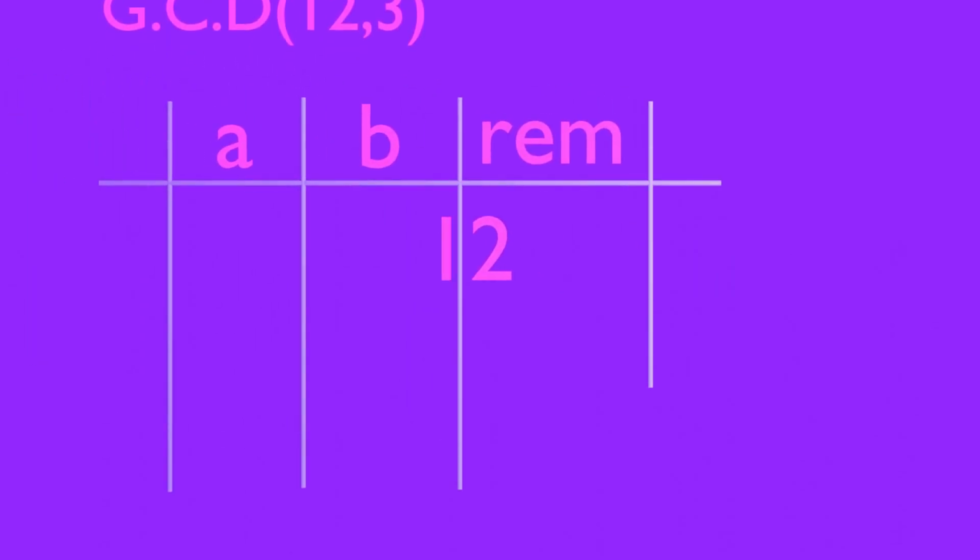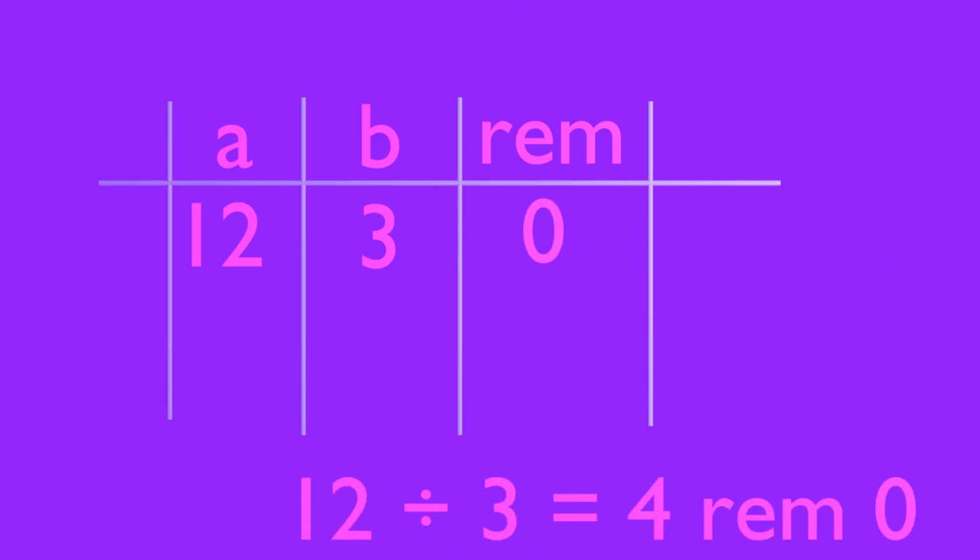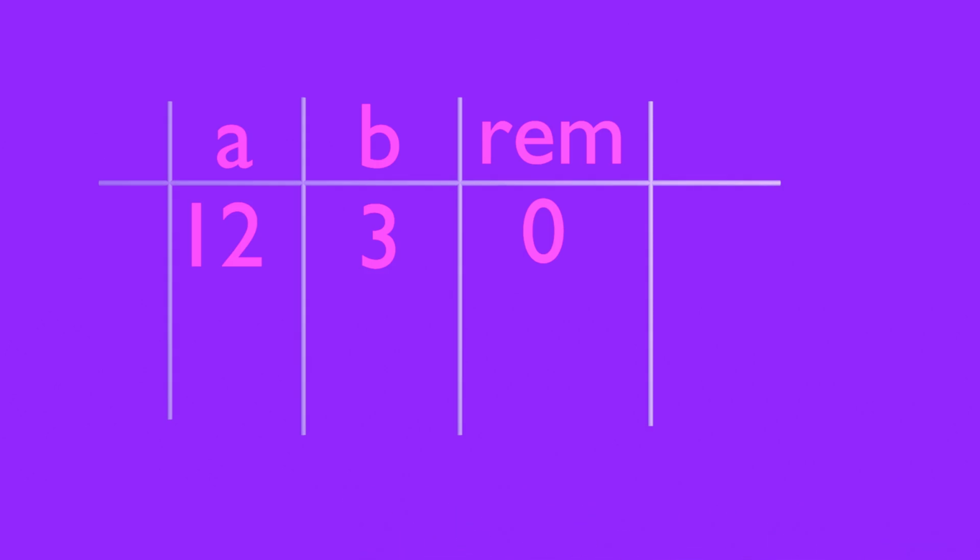So try a quick example. The GCD between 12 and 3 is the same as the GCD between 3 and the remainder from 12 divided by 3, which is 0. And so the GCD is 3. Try with any numbers your head can think of. There you have it. You rediscovered Euclid's algorithm for computing the GCD.